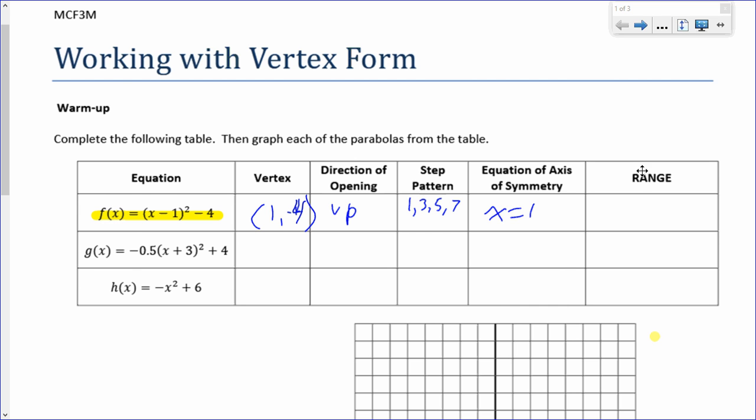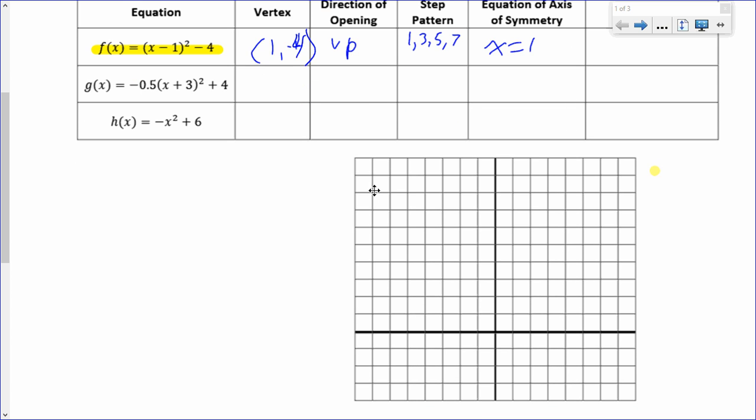Now, I'll leave the range for now. Let's actually graph this, and then we'll see how we can tell what the range is. So vertex at 1, -4 puts it down here. And using the step pattern, I go over 1, up 1 on both sides, and then over 1, up 3 on both sides, over 1, up 5 for the step pattern 1, 3, 5. And the next one will be over 1, up 7, but that's definitely not going to fit. And so there's our first graph, f of x. Notice we can label it f of x.